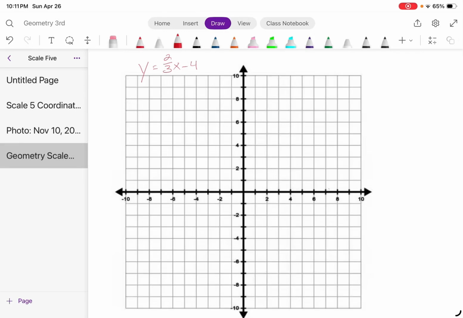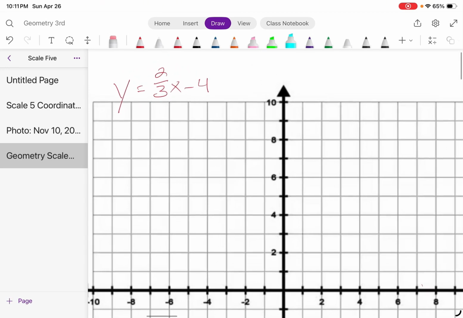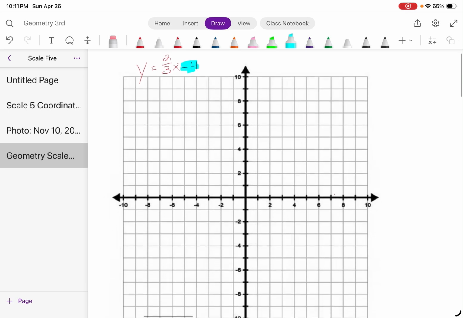In this video, we're going to show you how to graph a line that's in slope-intercept form the shortcut way. Now, we know we can plug numbers in to find points, but here's how we're going to do it the shortcut way. This number over here is called the y-intercept, where your line's going to cross the y-axis.